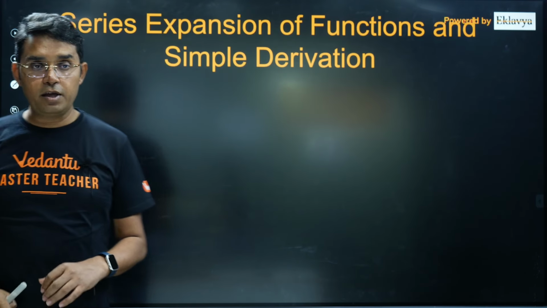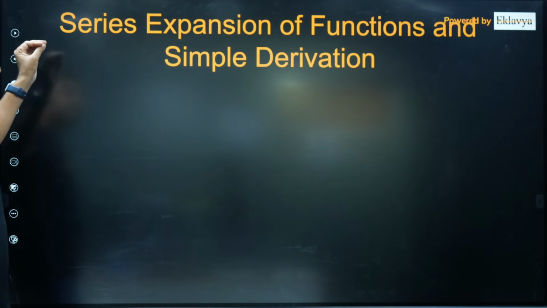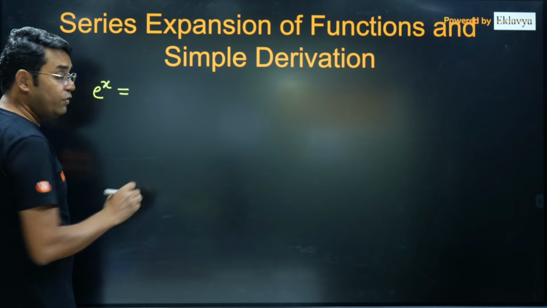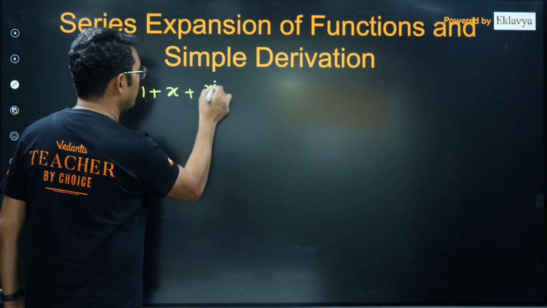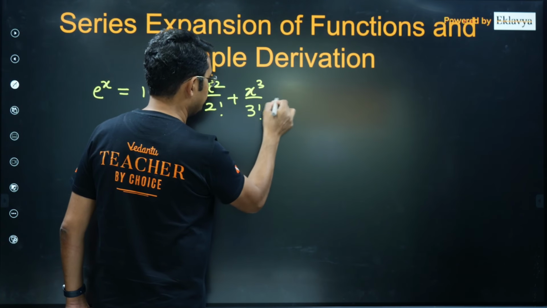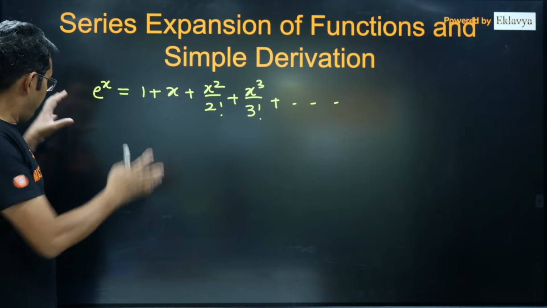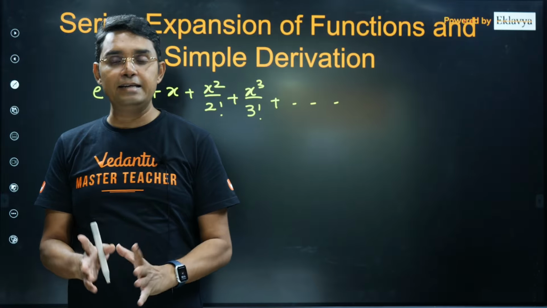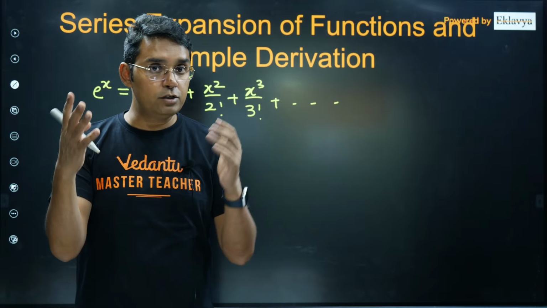So as I was talking in the beginning, series expansion of functions and simple derivation. When we say series expansion, I am talking about this kind of expansion like e power x, which everyone must know, which is 1 plus x plus x square upon 2 factorial and so on. Now, this you must remember, but with the help of e power x, I would like to tell you Maclaurin series and Taylor series, which I was talking about in the beginning. Although I will be talking about some other methods also.